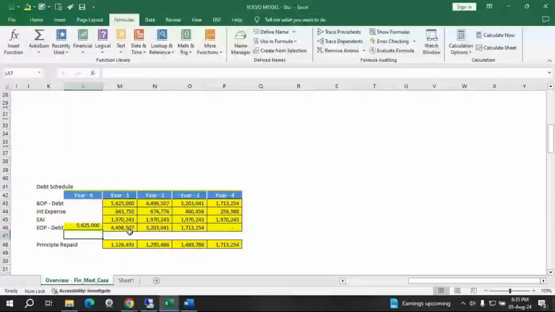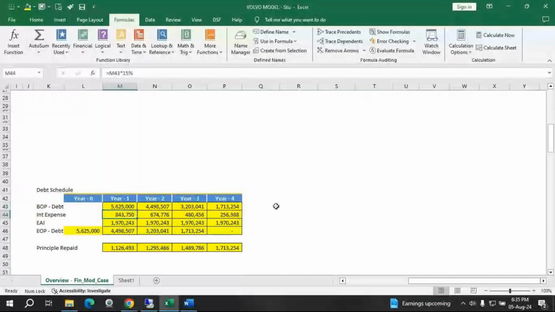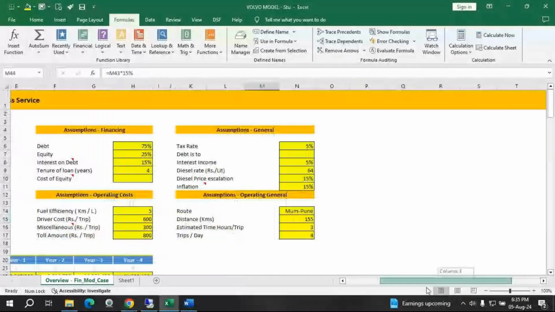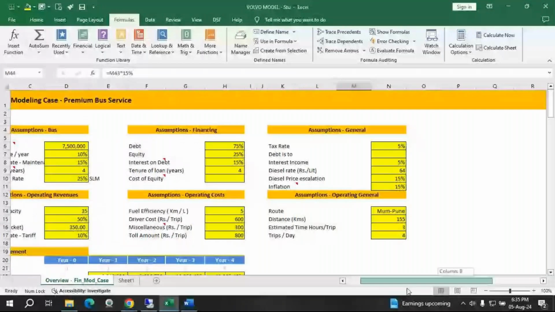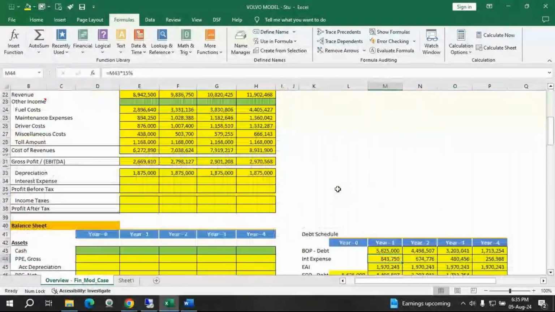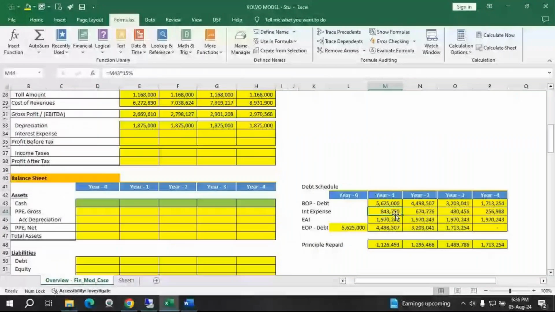Now from year one I have to repay the loan amount, isn't it? So the beginning loan period, what will it be? The previous year's closing loan will become my beginning loan period. Interest expenses: they are telling 15% interest on debt. So I'll take the beginning loan amount into 15%, and that will be my interest amount that I am paying.